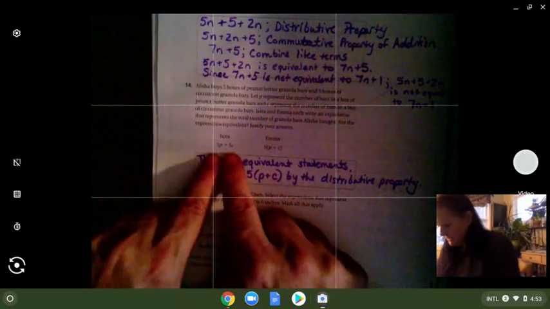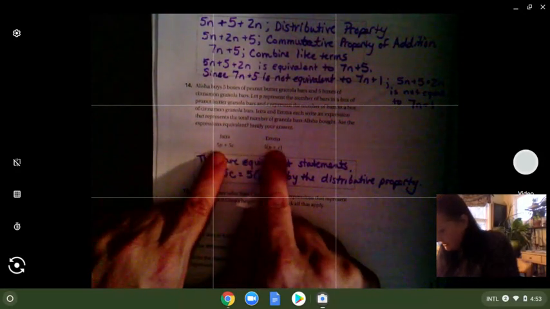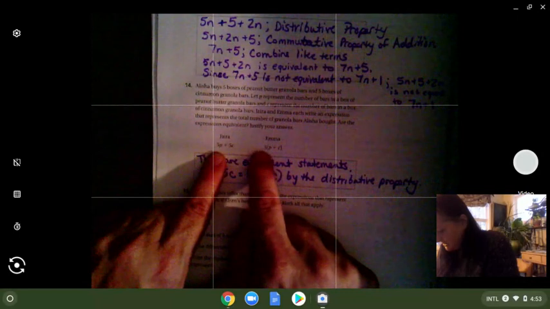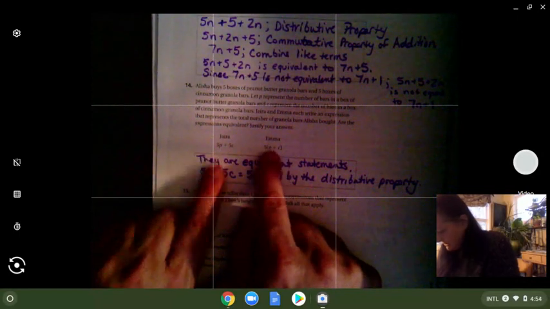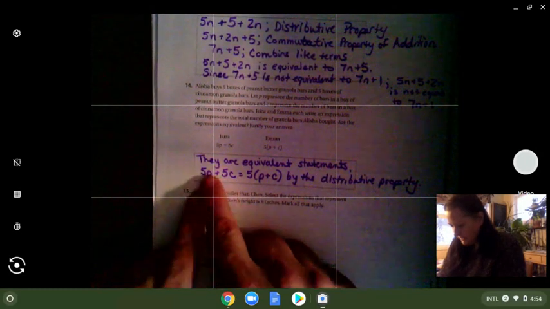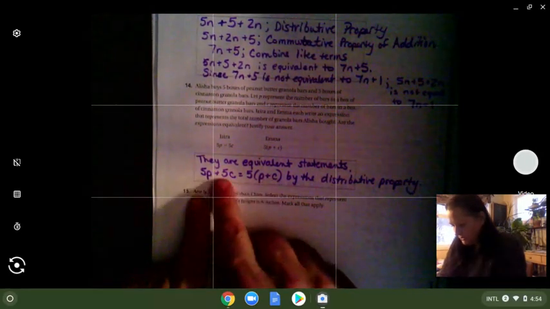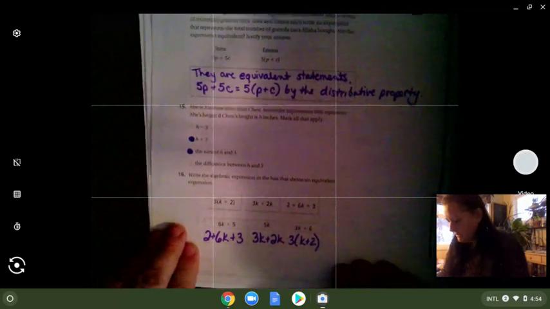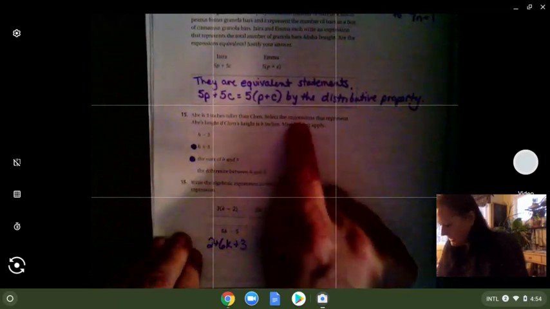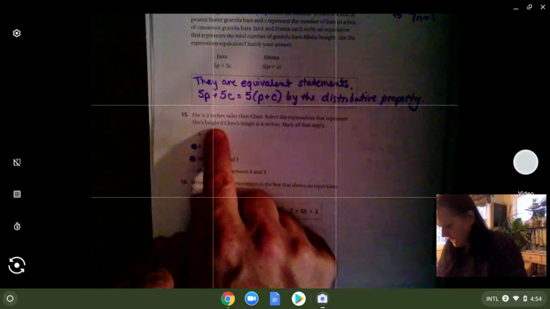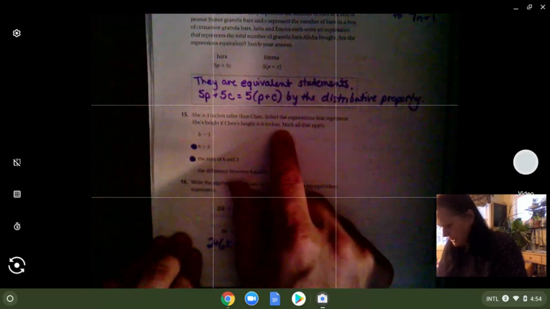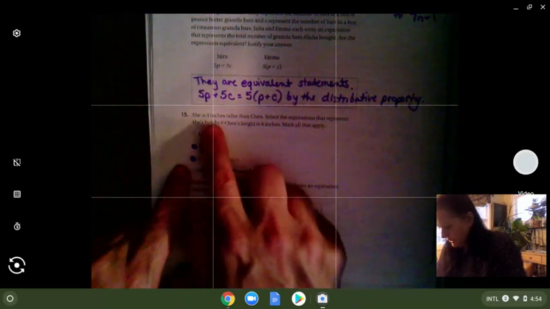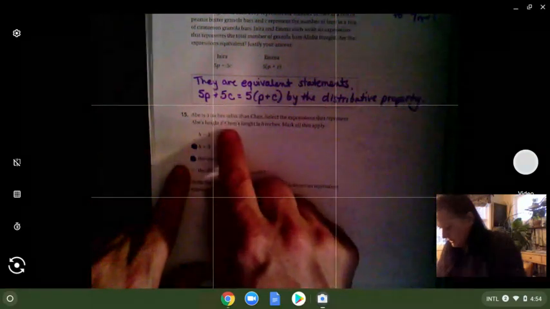And this one, let's see, if we distribute this 5 across both of those, we get 5P and 5C. So they are equivalent statements because if we distribute this across, we will get the 5P + 5C by using the distributive property. All right, number 15, Abe is 3 inches taller than Shen. Select an expression that represents Abe's height if Shen's height is h inches. Mark all that apply.